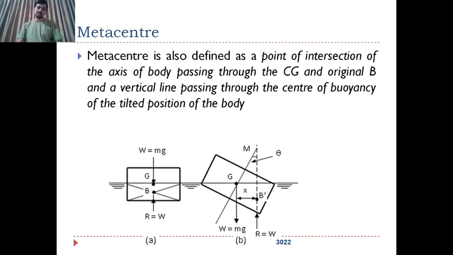Why is this metacenter so important? When such a floating body is given a tilt, is it capable of coming back to its original condition? Here you see, after giving this tilt for an angle of theta, is this floating body able to come back to this original condition? That can be determined by knowing the position of this metacenter. So this is a very important parameter in the design of floating bodies.